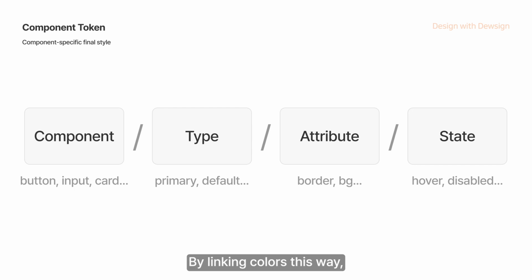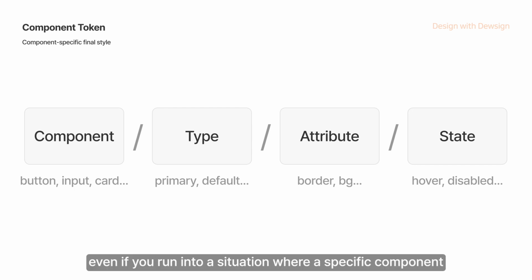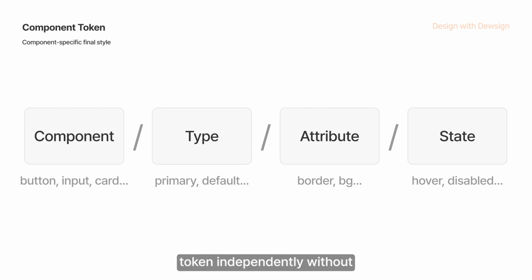By linking colors this way, even if you run into a situation where a specific component needs a unique color change, you can modify that component token independently without affecting the rest of the design system.